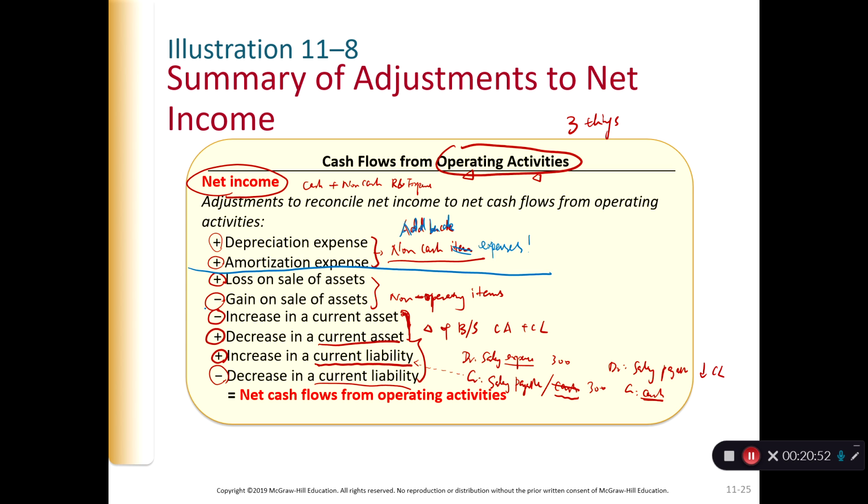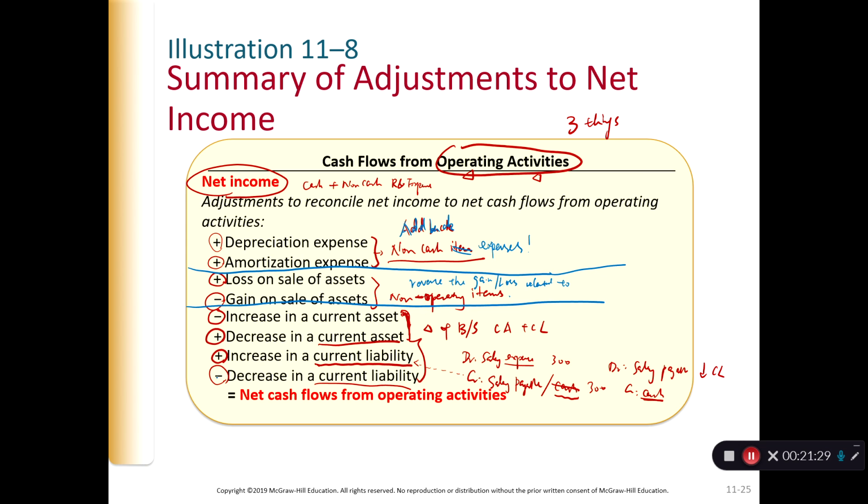The second section is that we want to reverse the gains and losses related to non-operating items. What does that mean? If you have a gain, I want you to reverse that, which means you're going to subtract it. If you have a loss, I want you to reverse it, so you have to add it. And what I mean by loss and gain is the loss or gain on the sale of non-operating items.